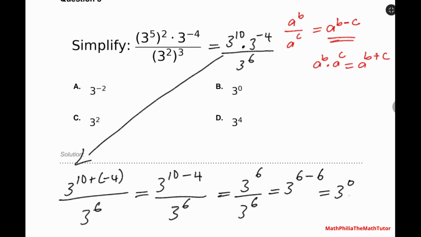And this is the same as 1, because anything raised to the power of 0 is just 1. But as you can see, we don't have any 1 in the options. So they want you to leave it in indices form, that is in this form: 3 raised to the power of 0. Then this is the answer to this question. And therefore, our answer is B.